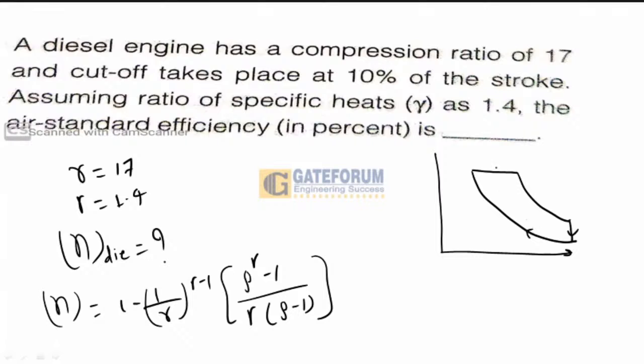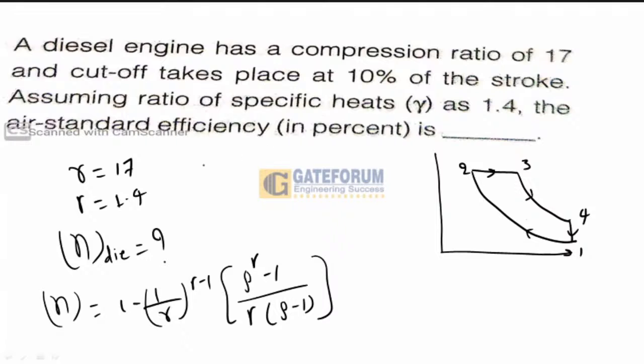So this is the equation, and we can see here this point is 1, and this one is 2, 3 and 4. In this question r is given. Anyhow, once you calculate rho, you will get the answer. But in this question one piece of information is given: the cutoff.